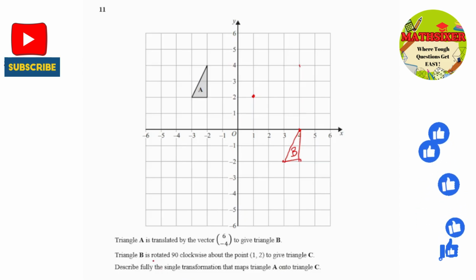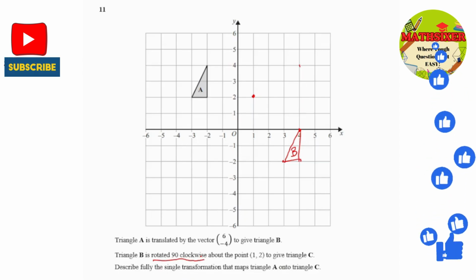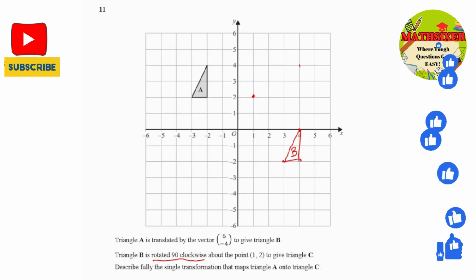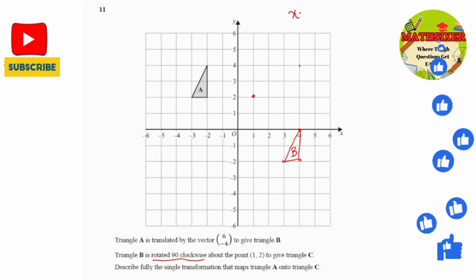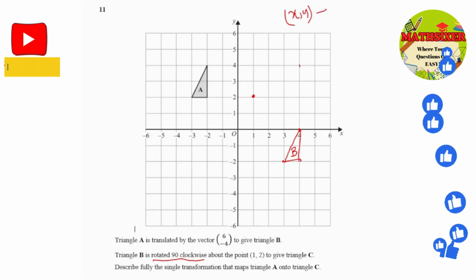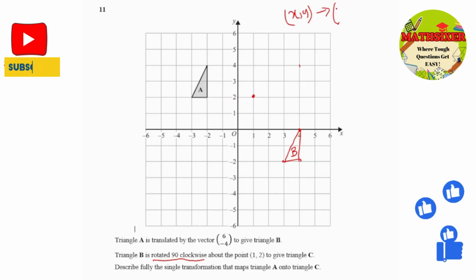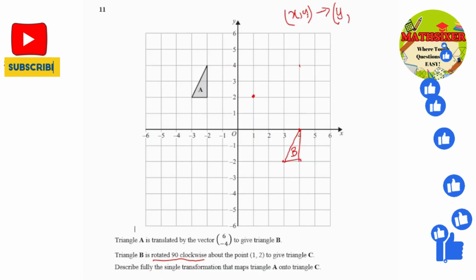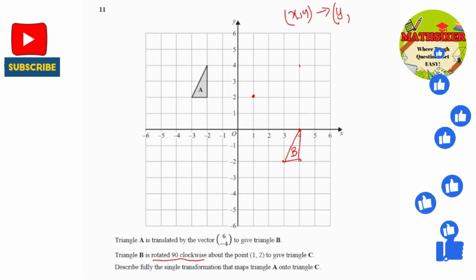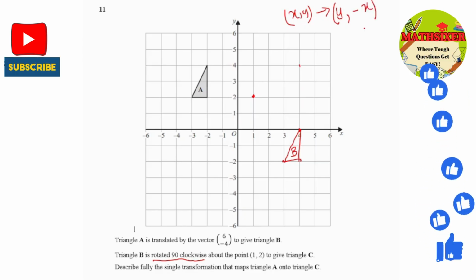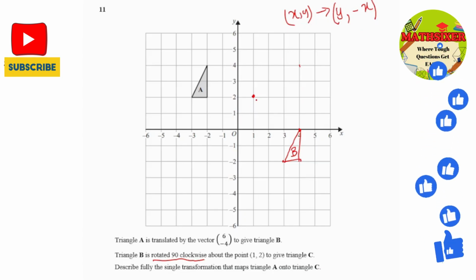So we need to rotate this triangle 90-degree clockwise. If you are rotating a triangle 90-degree clockwise, there is a simple rule. If you have x, y values, you just simply change them: the y value becomes your x value, and the x value becomes your y value, but we're going to use minus x values. Okay, so let's start. So this is our center point now.